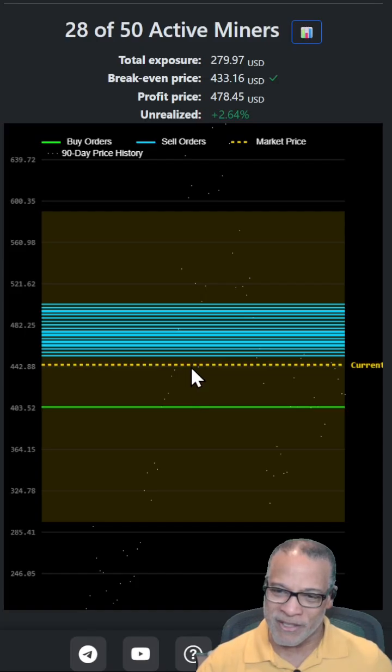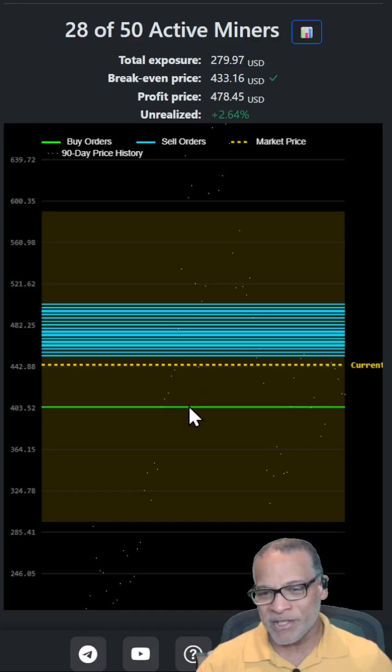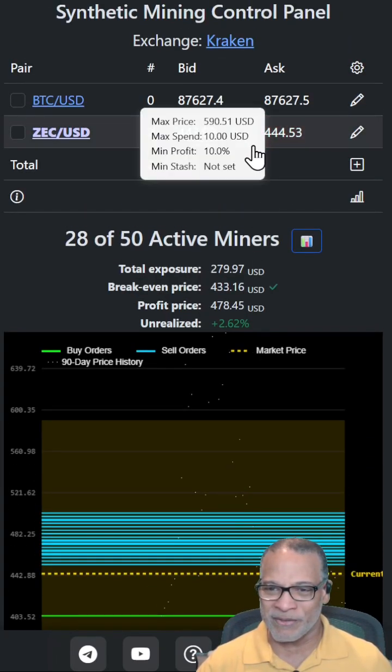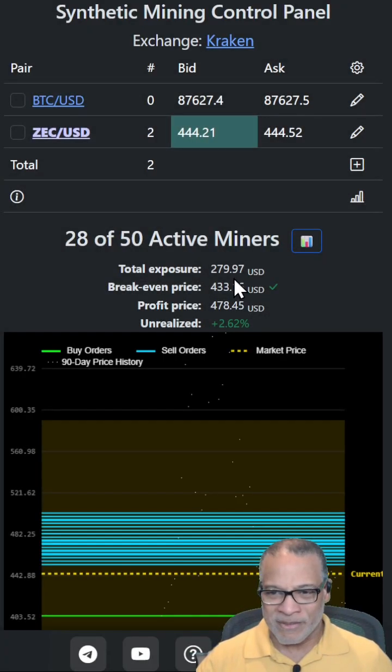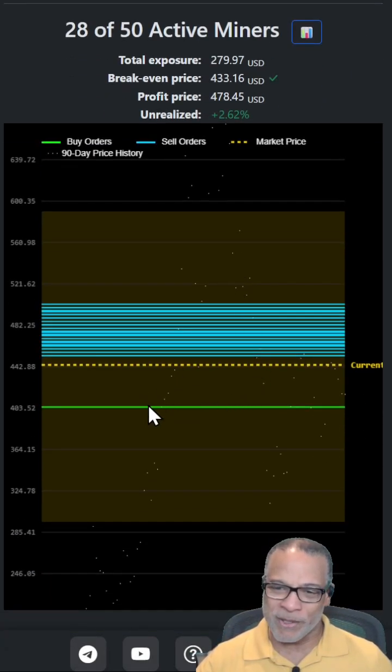Somewhere between here and somewhere around here is a 10% move. So that's pretty significant. But because Zcash moves so fast, I thought it was fine to just go and do it. Let's see, if I go here and look at it: $10 spend, 10% profit, no stash. I'm not stashing it because I don't really want Zcash. I just want the volatility. So that seems like a big move, but that's been happening pretty much daily.